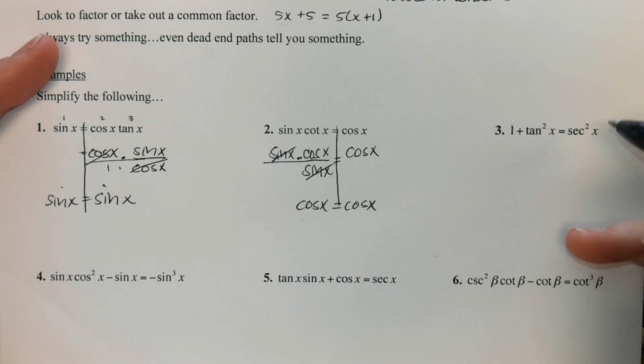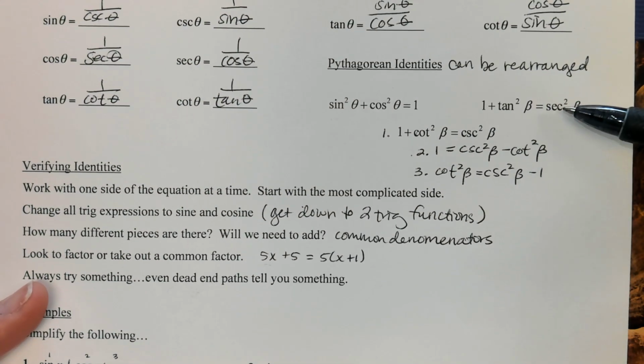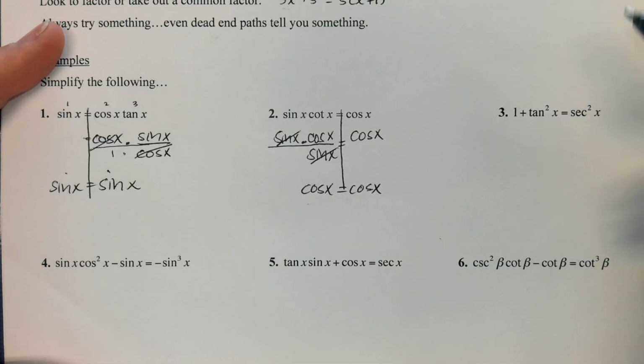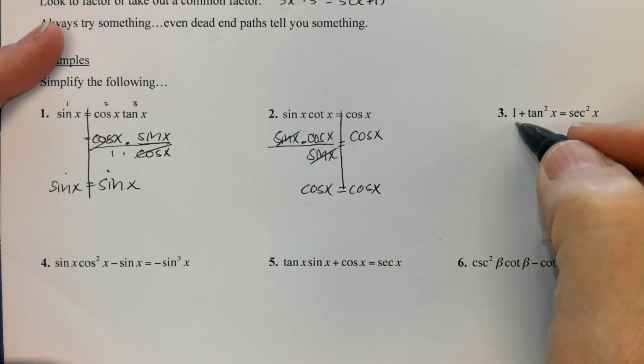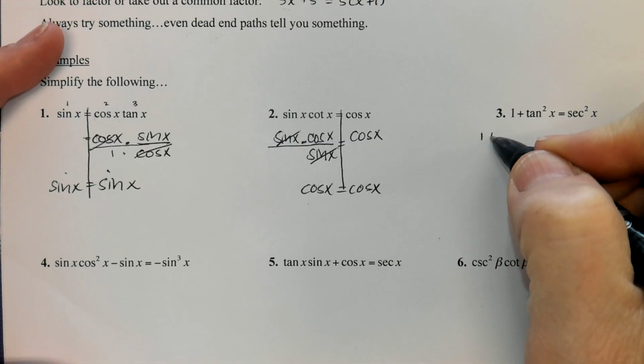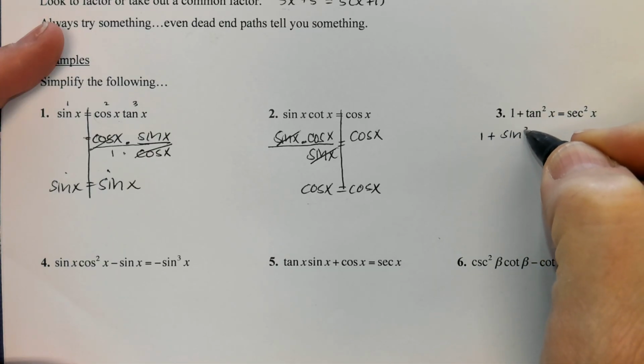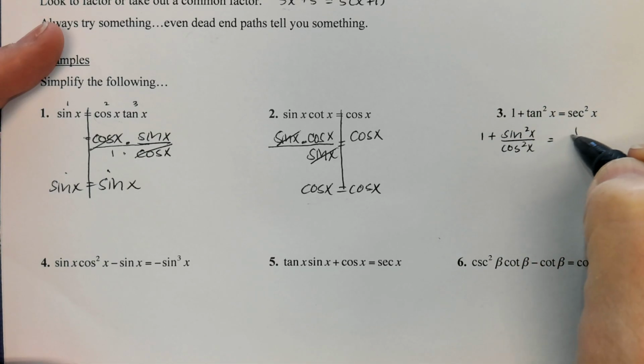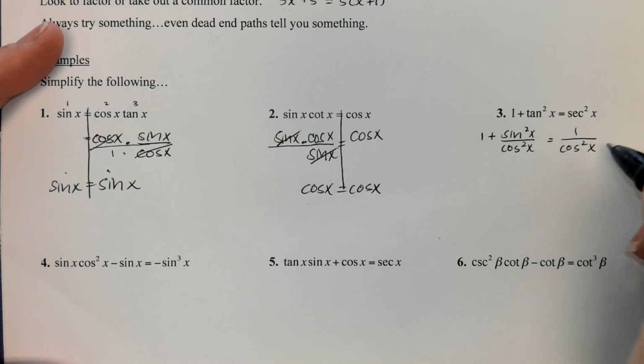So 1 plus tangent squared equals secant squared. This is an identity, just straight up the way that it is. We're going to prove the identity, so I'm going to go ahead and turn these into sines and cosines. So 1 plus, and this would be sine squared over cosine squared, equals, this would be 1 over cosine squared.